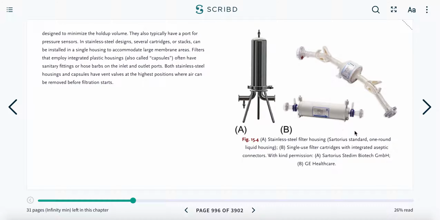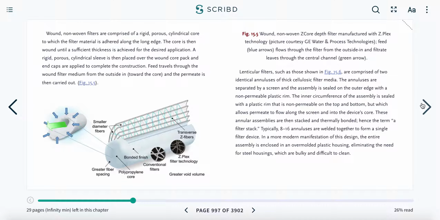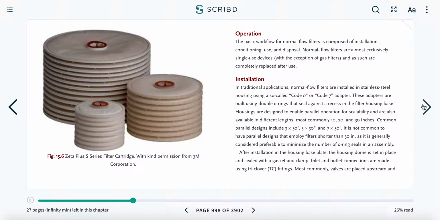This is a single-use filter cartridge with integrated aseptic connector. This is for single-use systems. Nowadays, mostly people are using single-use. Installation for the normal flow filters is in stainless steel housing. Common parallel designs include 3 by 30, 5 by 30 inches.